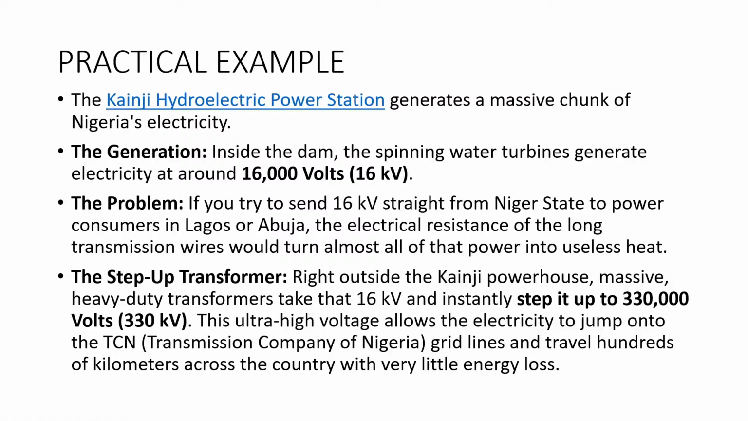Now, let's look at this practical example so that you can understand what I'm talking about. If you are Nigerian, you will know that we have different hydroelectric power stations. An example is Kainji Dam in Niger State, so we're going to be using that as an example for this video. The Kainji hydroelectric power station generates a massive chunk of what? Nigeria's electricity. Inside the dam, the spinning water turbines generate electricity at around what? 16,000 volts, which is what? 16 kilovolts.